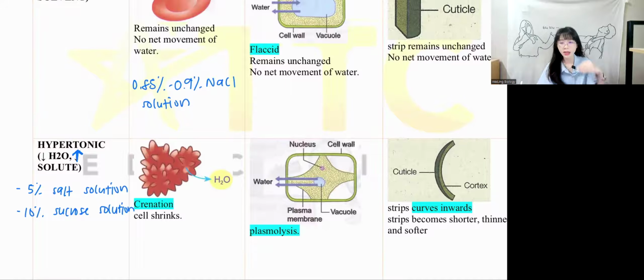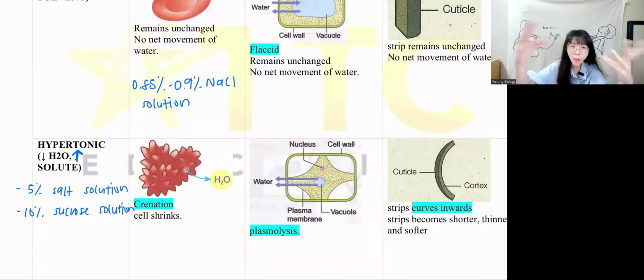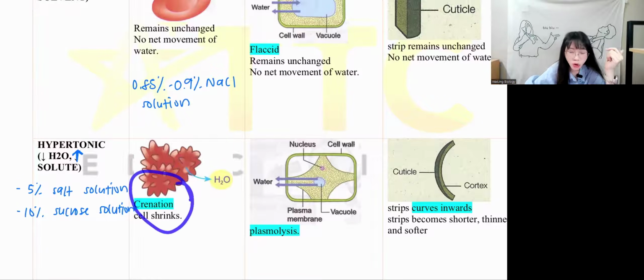So this is hypertonic. Again, let's say I have a very concentrated salt solution, and I have a red blood cell right now to compare. Which one has more water? The red blood cell has more water or the concentrated salt solution has more water? The red blood cell, because the red blood cell has more water and less sucrose, less salt, right? So the red blood cell has more water. So the water will diffuse out from the red blood cell. That's why the red blood cell will shrink. Shrinking of red blood cell is called crenation.